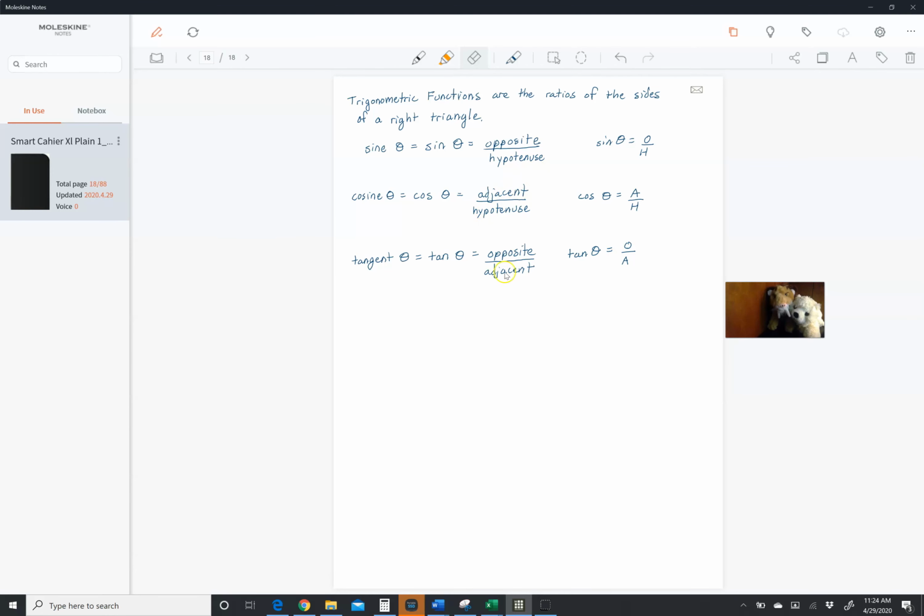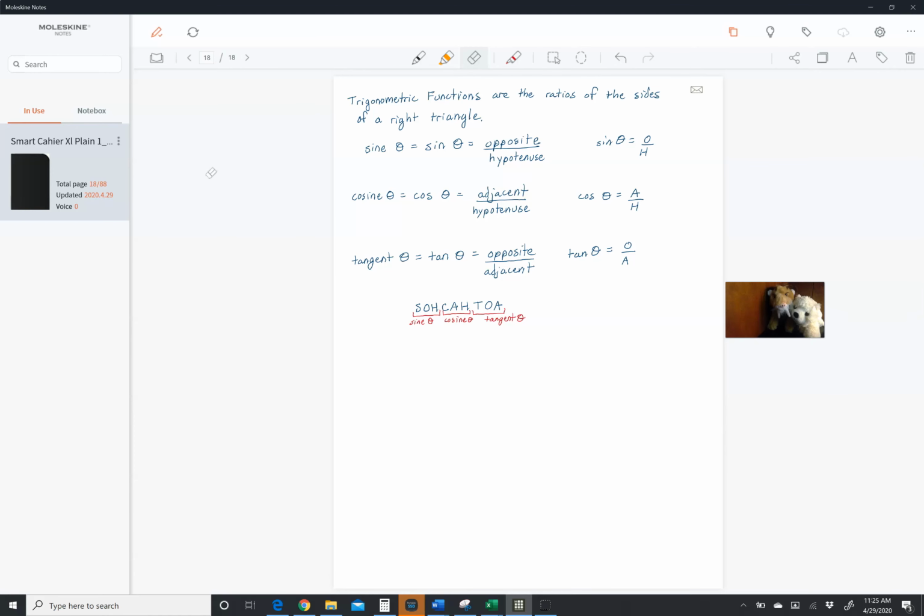Okay, now some people have a way to remember this. They use something called SOHCAHTOA. I'm a little hesitant to show this to you because if you don't spell this correctly, then you get it wrong. Okay, so SOHCAHTOA, each group of 3 letters gives us a different trig function. So this one gives us sine of theta. This one gives us cosine of theta. And this one gives us tangent of theta.